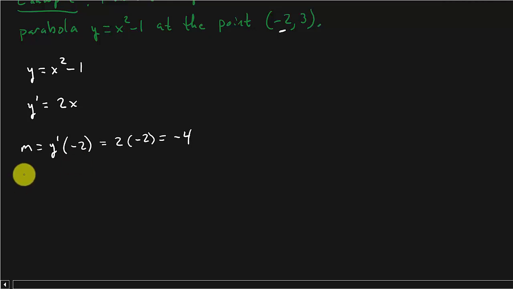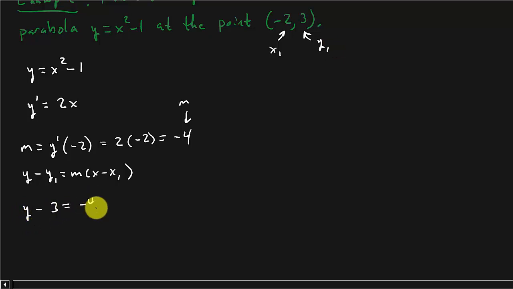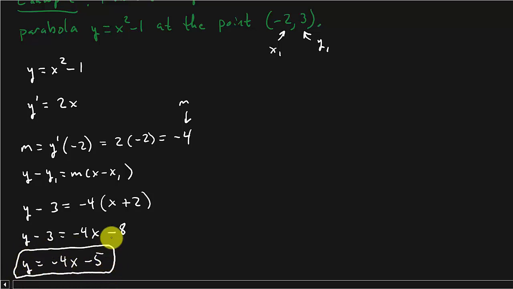Then we use y minus y1 equals m times x minus x1, and we plug everything in. We know that's m, this is your x1 and this is your y1. So y minus 3 equals negative 4 times x, and then minus a negative 2 is going to be plus 2. Then go ahead and solve it for y. So y minus 3 equals negative 4x minus 8, so y equals negative 4x minus 5. And there's the equation of the tangent line.